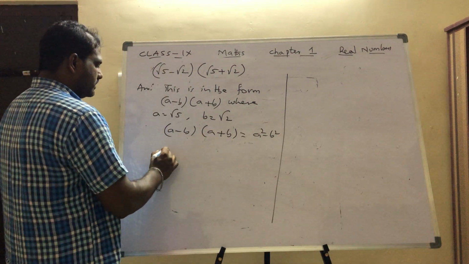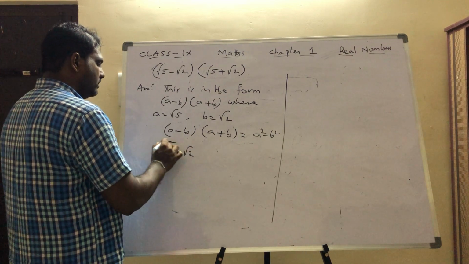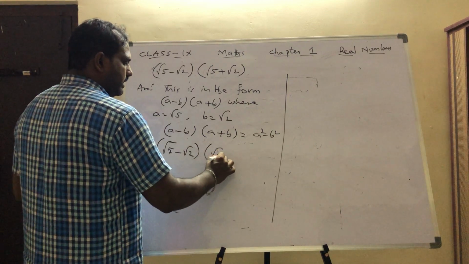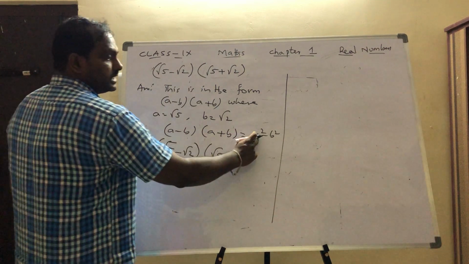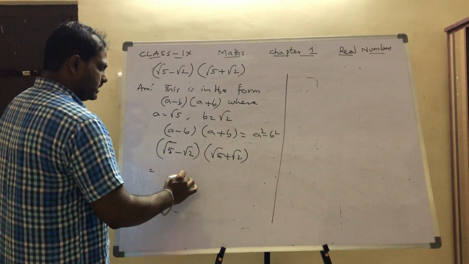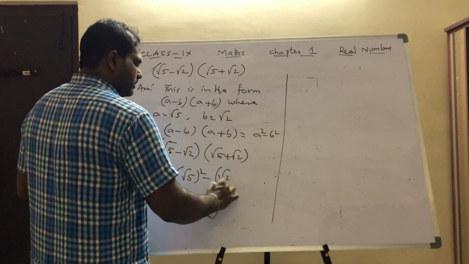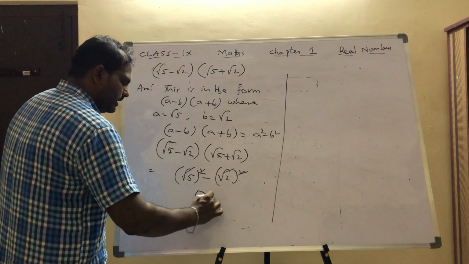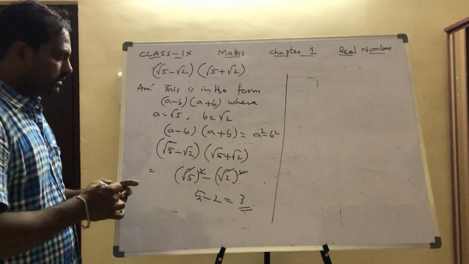What is the next step? So therefore, root 5 minus root 2 whole into root 5 plus root 2. What is the answer? a square minus b square. What is a? Yes, it is root 5 whole square minus root 2 whole square. Square gets cancelled. You will get 5 minus 2. The answer is 3. That's all.